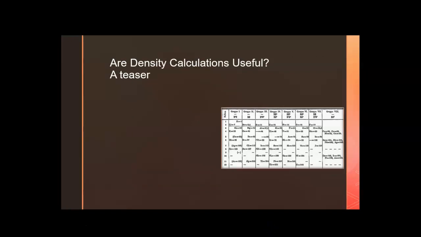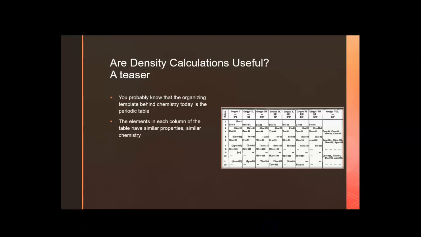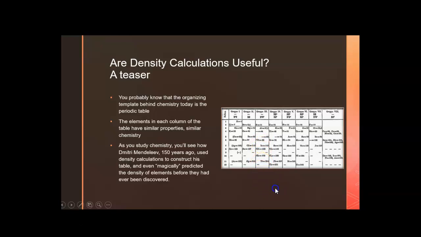And let's give you a teaser to show you how density calculations might be useful. You probably know that the organizing template behind all of chemistry today is the periodic table. And this is a picture of the original periodic table. You know that the elements in each column of the periodic table have similar properties, similar chemistry.